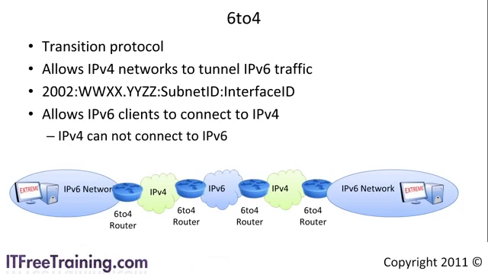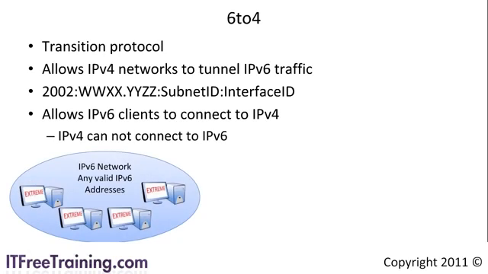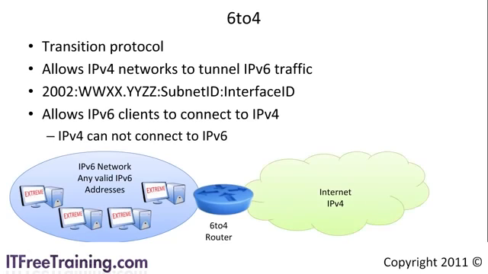Using 6to4, you could do the following. The computers on the IP version 6 network can have any valid IP version 6 address. The 6to4 router has one valid 6to4 IP address. Using this IP address, your network can communicate with any IP version 4 computer on the Internet. However, they cannot connect to you. Using the 6to4 protocol, you can start deploying your IP version 6 network and still keep accessing the IP version 4 network. The next transition technology is Teredo.